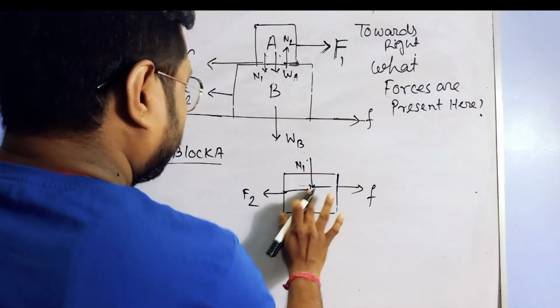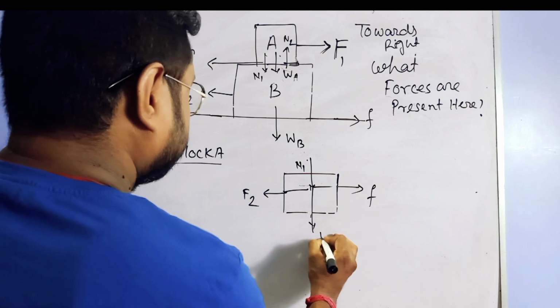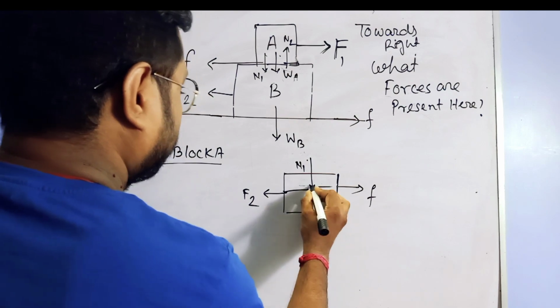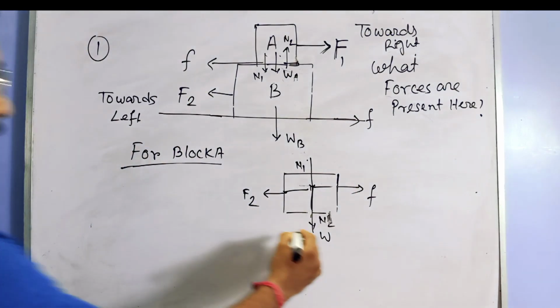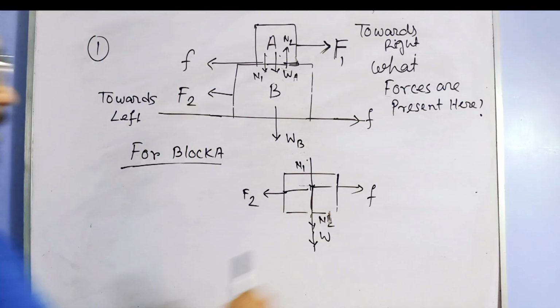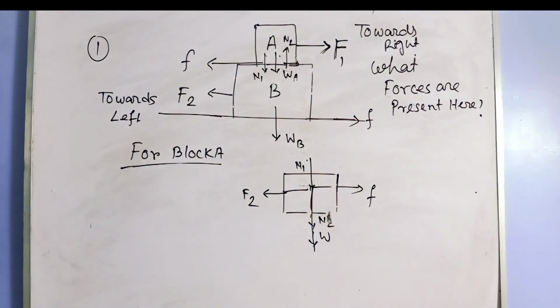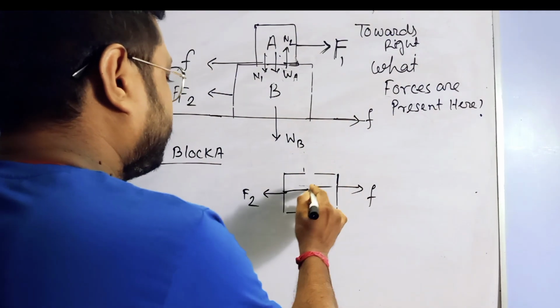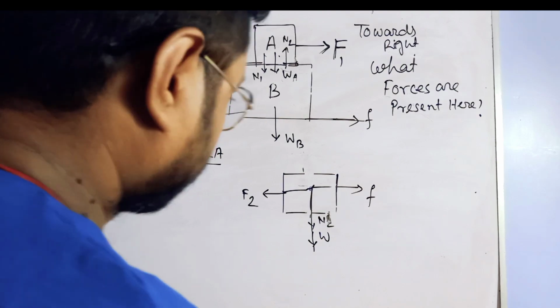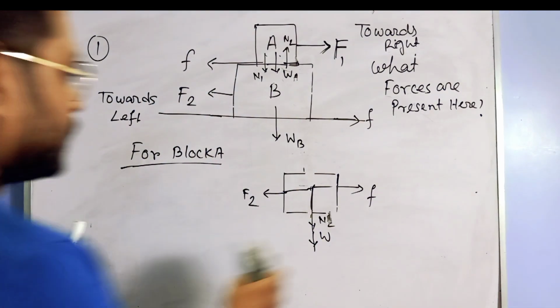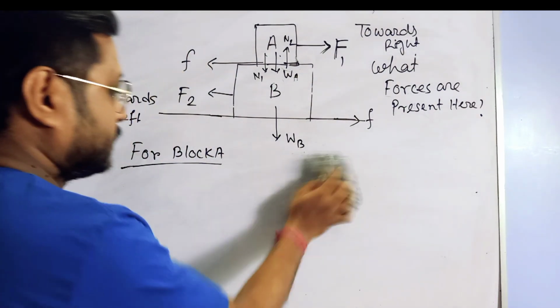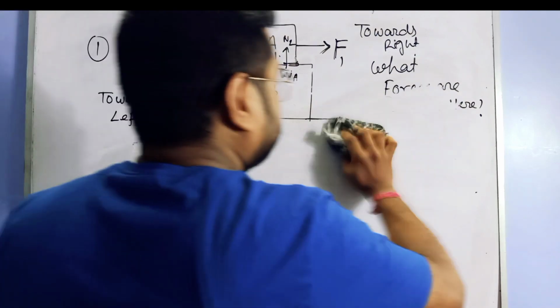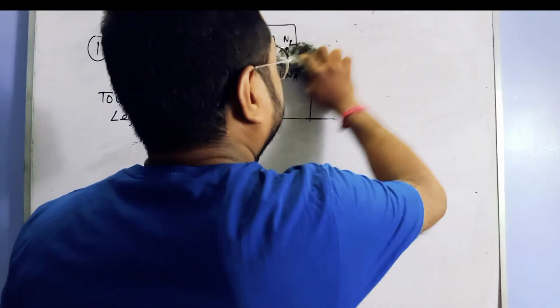We can draw N2 and F like this. There is W and N2. You can write it as the two forces W and N2 are along downwards. You can write it along this or draw it along this. So this is the main picture, that the forces must be in equilibrium.